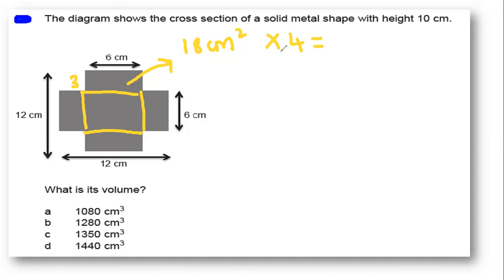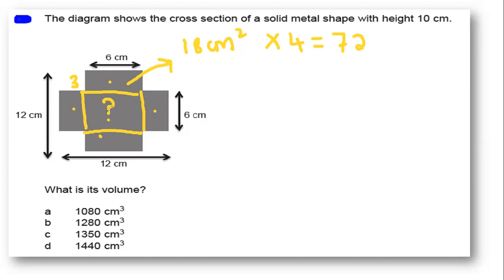And 18 times 4 will give us the area of this section, this section, this section, and this section. All right. Can somebody compute what is 4 times 18? 72. All right. But guess what? We need to know what this is, not true? Follow?